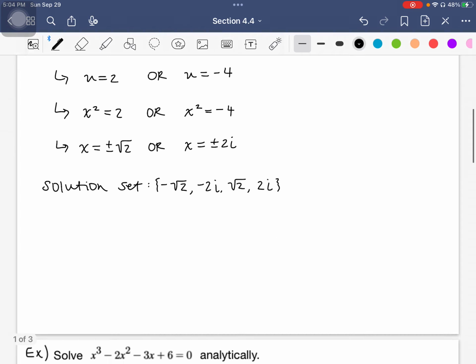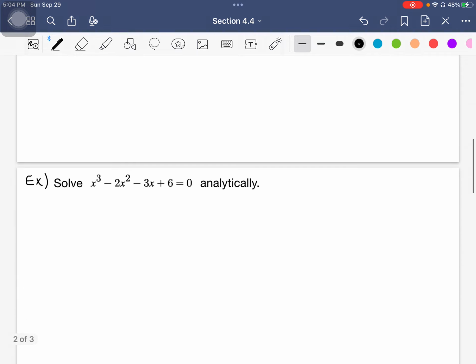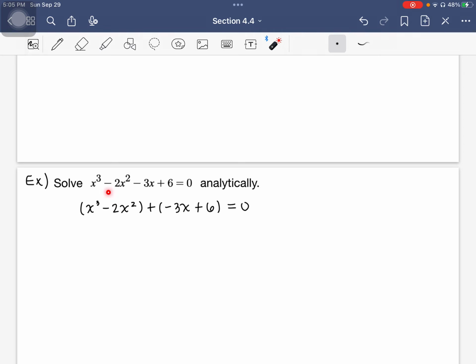Alright, let's look at another example. We want to solve this equation here. We want to figure out for which values of x will make this equal to 0. In this case, we'll factor by grouping. We're going to group these terms, x cubed and minus 2x squared, and the terms minus 3x plus 6. The reason why we're going to group these is because both of the first two terms have a factor of x squared, and both of the last two terms have a factor of 3 in them. So we can easily pull those terms out.